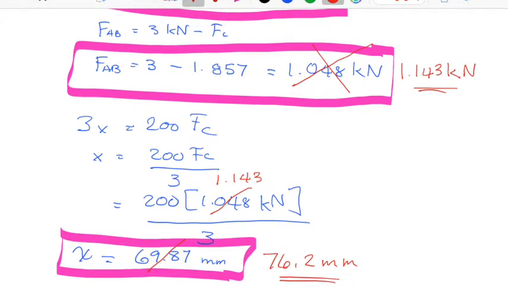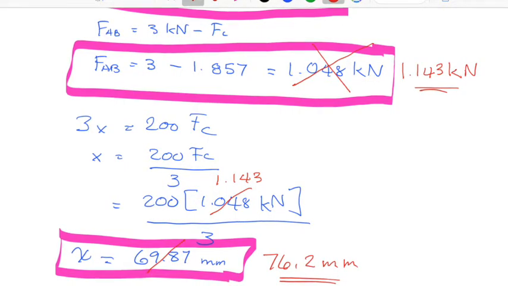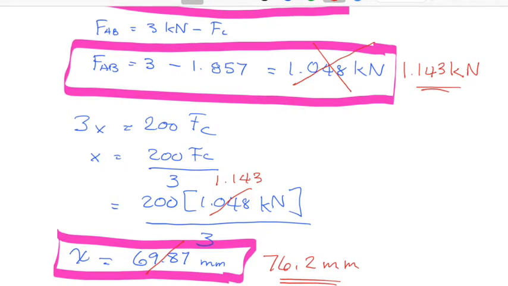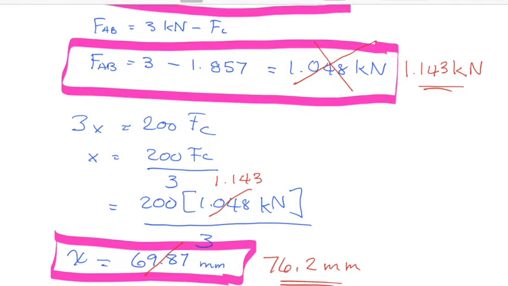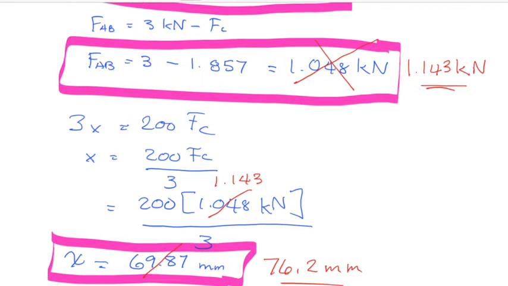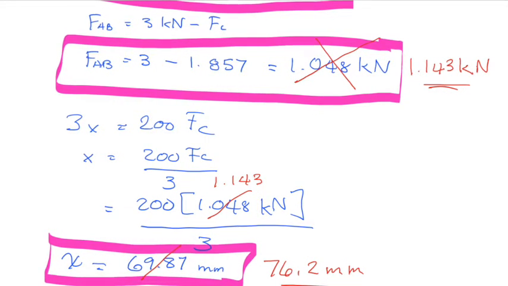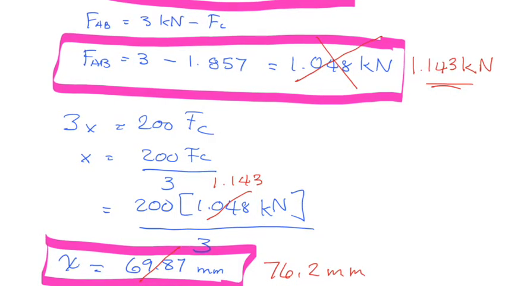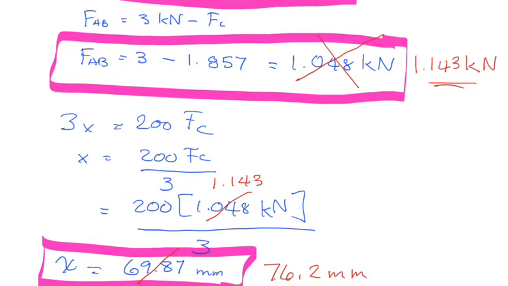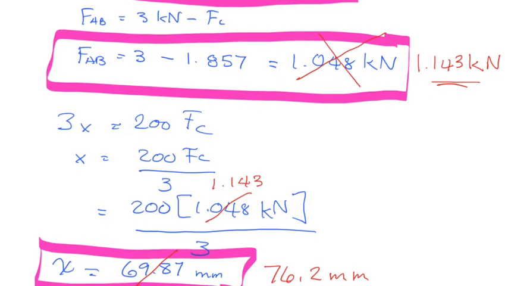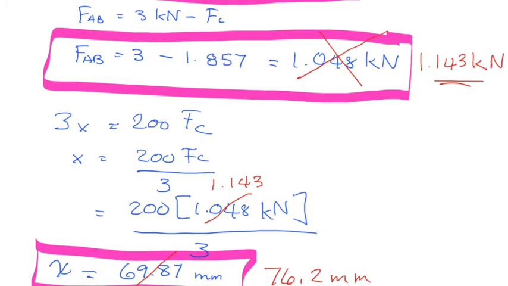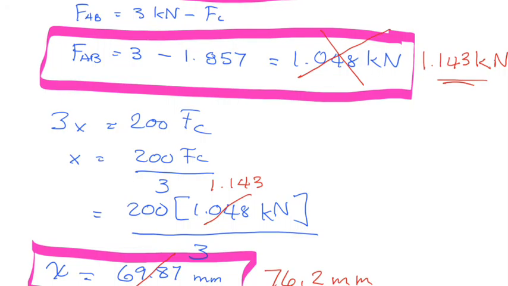Okay, just a correction here. That is not 1.048 kilonewtons, but rather 1.143 kilonewton. So I go ahead and change that, and my X now is 76.2 millimeters rather than 69.87. Sorry for the mistake.